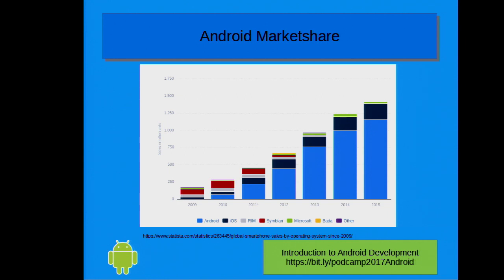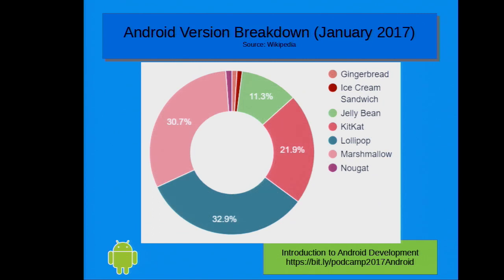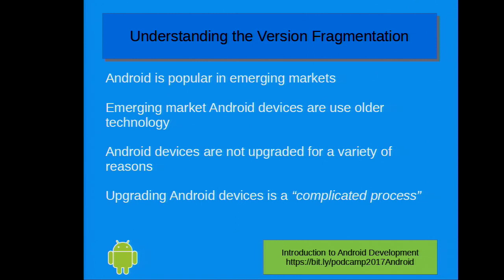Android market share. I don't think I need to tell anybody here that as far as the numbers go, Android is the largest platform by far. Android version breakdown. The big thing to take away is that for iOS devices, the latest version usually represents about 78% of all installed devices, whereas Android 8.0.1, which my Pixel 2 is running, is probably only about 4%, if we're lucky. Android is popular in emerging markets. The vast majority of Android devices are in places like South America, Southeast Asia, and Africa.